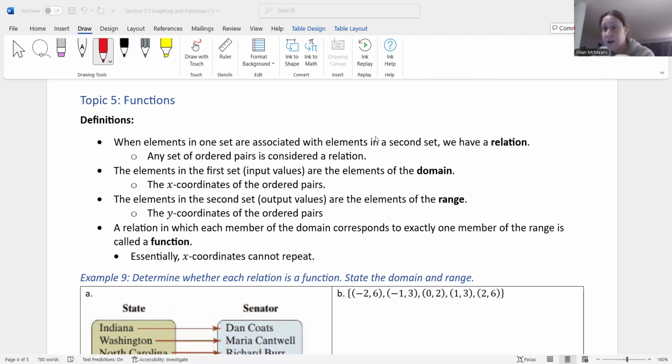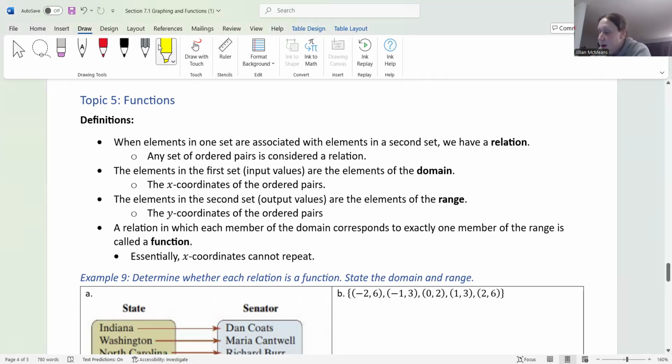Now, there is criteria that has to be met for an equation to qualify as a function, but once we know it qualifies as a function, then we can go ahead and use what's called function notation. It's just the way we represent an equation to tell the reader, hey, we acknowledge that this is a function. All right, so some definitions.